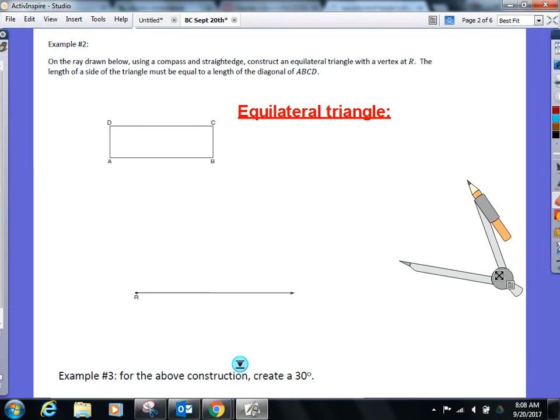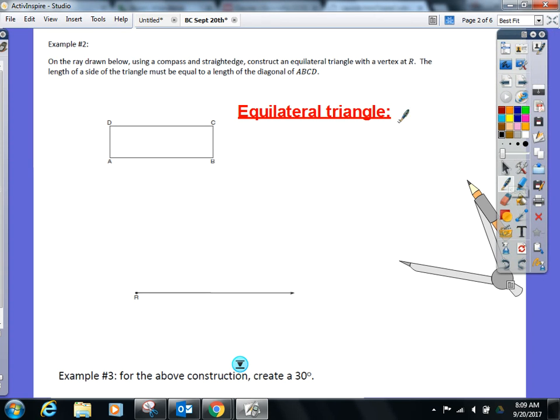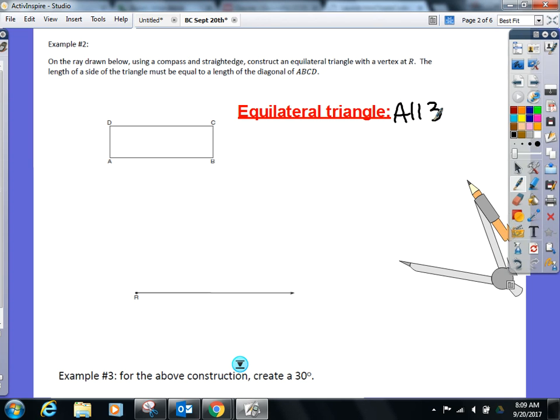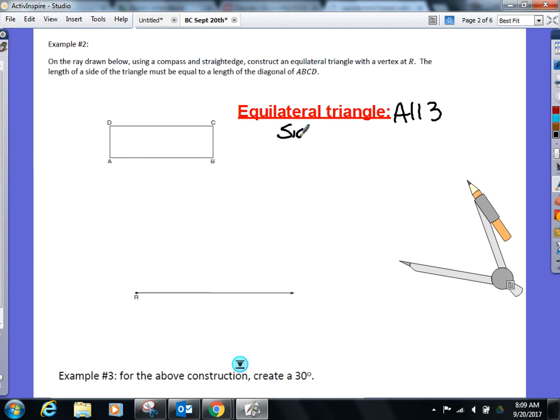Okay, here we go. The first thing I need to touch upon, it's asking me to construct an equilateral triangle. Equilateral triangle is what? A triangle that all three sides are congruent. And anybody know anything else? Yes, all three sides are congruent and all three angles are congruent.